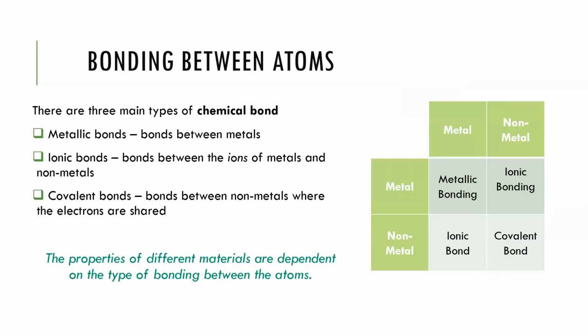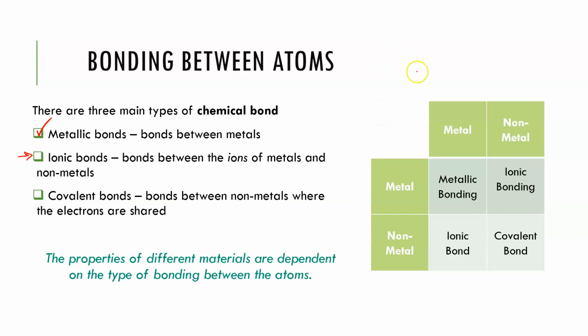With the bonding between atoms, you may recall that we have three main types of bonds. These are metallic bonds, which we have already looked at, ionic bonds, which we're looking at now, and covalent bonds, which we will look at a little bit later on. Depending on the type of bond that a substance has, will tell us some of the properties that we can expect from that material.